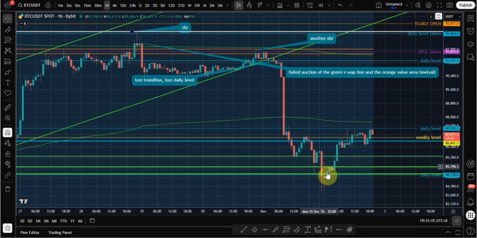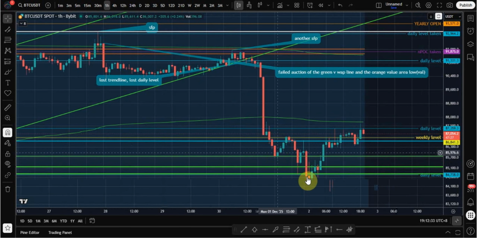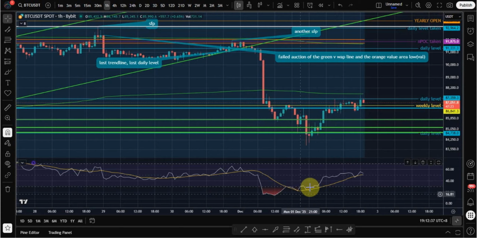Price moved down to the daily level, which also lined up with the fib pocket, as seen on this fib tool from low to high. A closer look at price action also shows bullish divergence formed on the RSI. This pushed price up to the levels it is now testing currently.